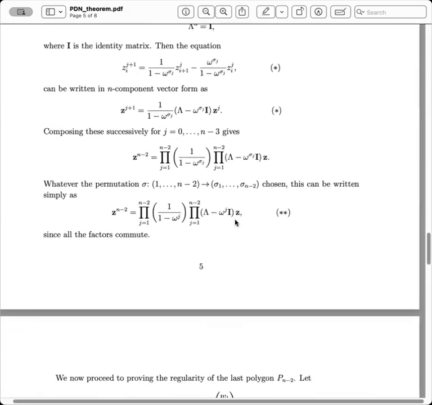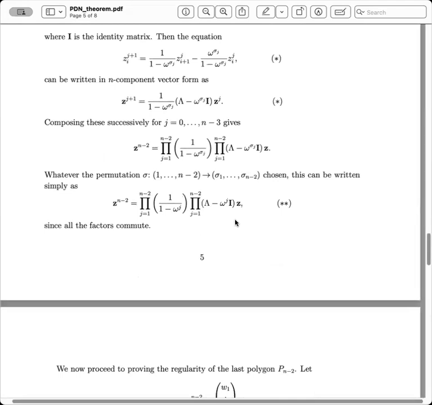Then the equation that we have for the construction of the j plus 1th polygon from the jth can be written in a nice n-component vector form. This is completely equivalent to this equation because what the lambda does is to shift the ith component of Z^j to the i plus 1th. So it shifts it up by 1. So lambda acting on Z^j, its ith component is the i plus 1th component of Z^j. So that gives this term multiplied by the factor 1 over 1 minus omega to the sigma j.